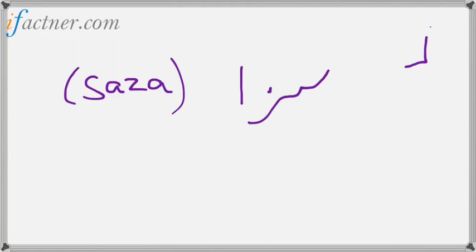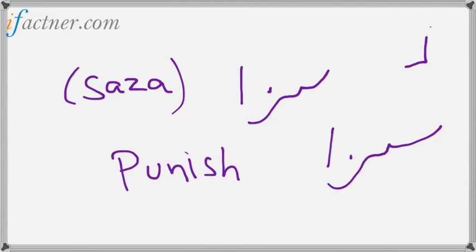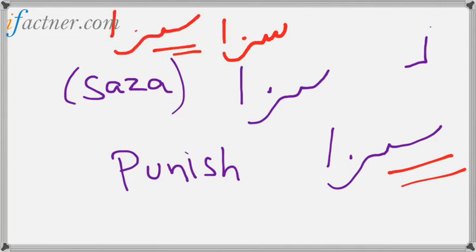Then there is another word with the letter Z in the middle, and it is Saza. Seen, Z, Alif. Saza. It is pronounced as Saza. Saza means to punish. It is Seen, Z, Alif. So you are saying that I'm writing the simpler version of Seen. You can also write it like this: Seen, Z, Alif. You can simply write it like this. So both of these versions are correct.